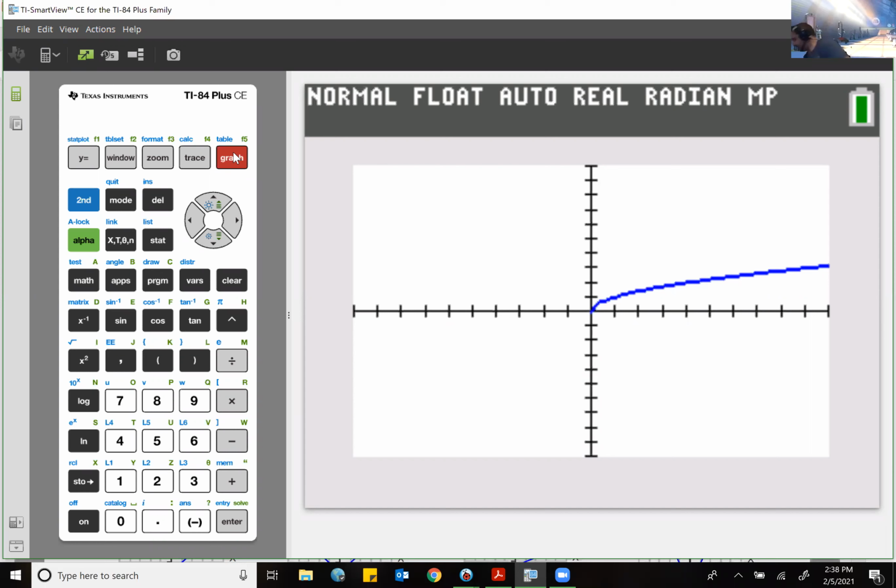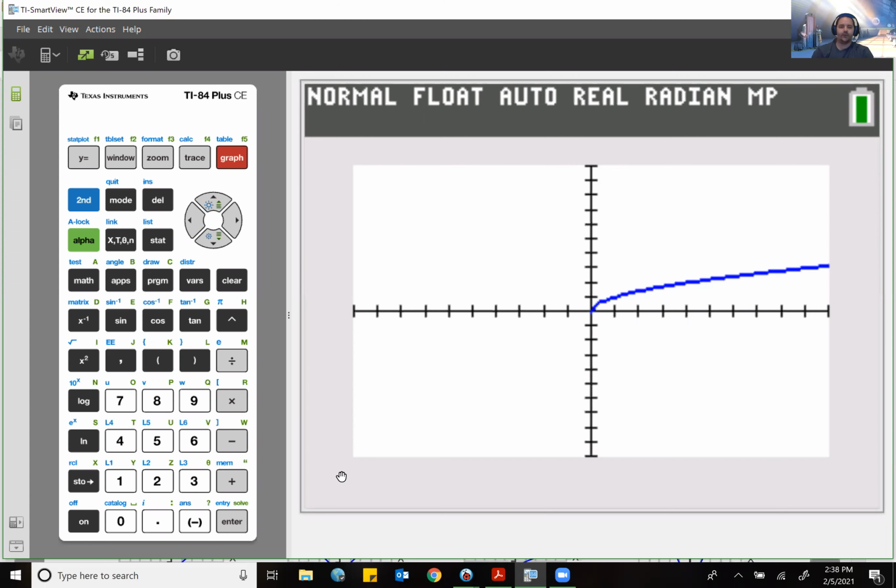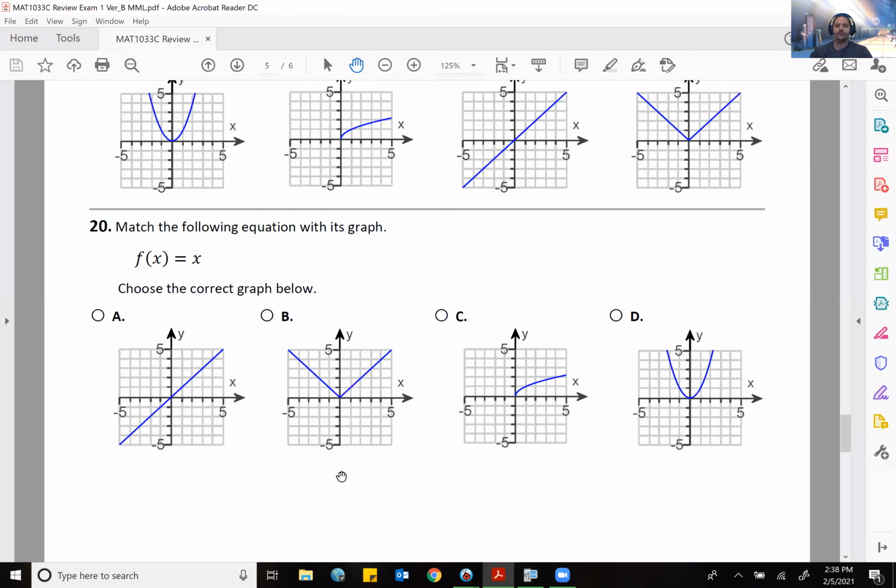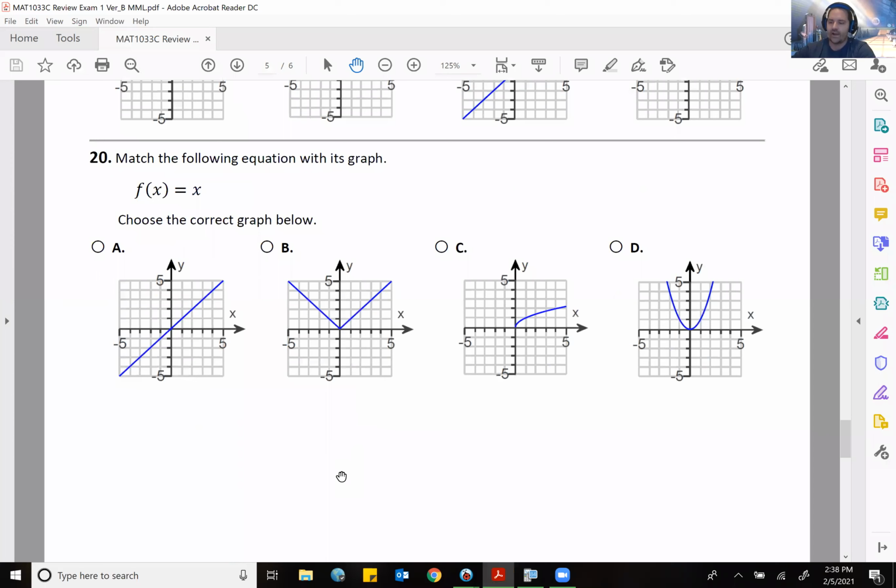And then last but not least, number 20 is another quick question about a graph. Which one is the graph of f of x equal to x? Who's the parent function? The V one. The V? No. The V one you keep wanting, that's absolute value.